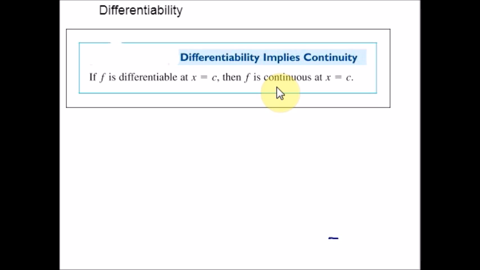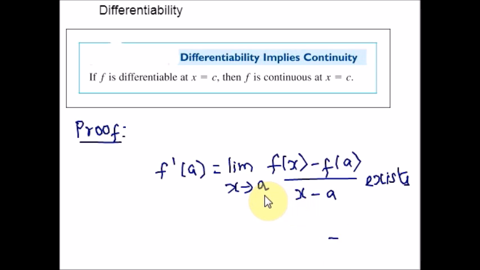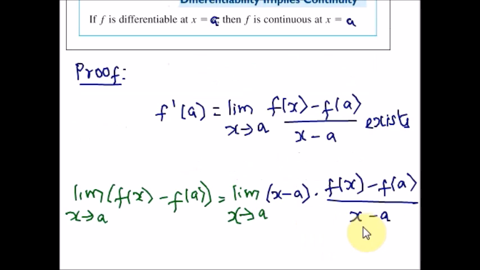Let me prove this theorem. I'm going to show you step by step. Since the function f is differentiable at a, this limit definitely exists, the first derivative. So this can be rewritten as, hope you're clear with this step. This is okay because x minus a is not equal to 0 for the limit at a. I'm just rewriting it.